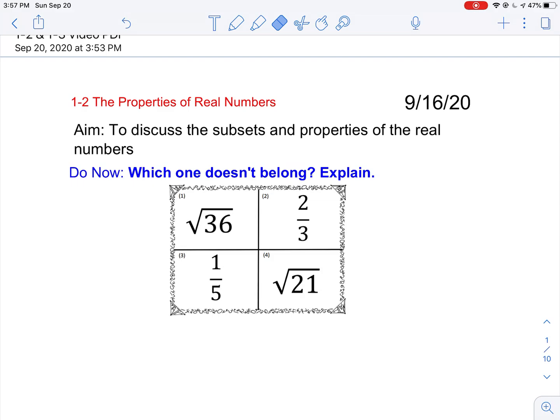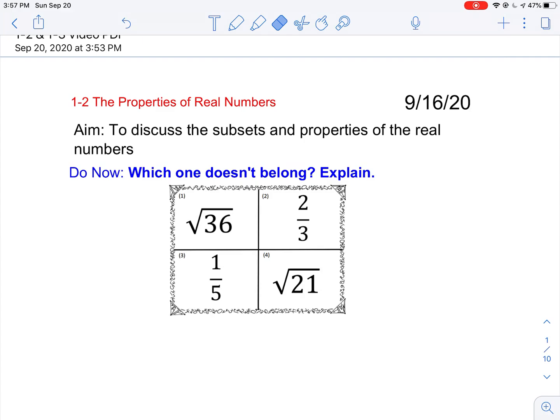The aim for today is to discuss the different subsets of the real numbers and the properties of the real numbers. So to start us off, let's talk about numbers that we've seen before. The question asks, which one of these four numbers does not belong? Explain. Well, the great part about this question is that there is no wrong answer. Each one of these numbers is unique in its own way.